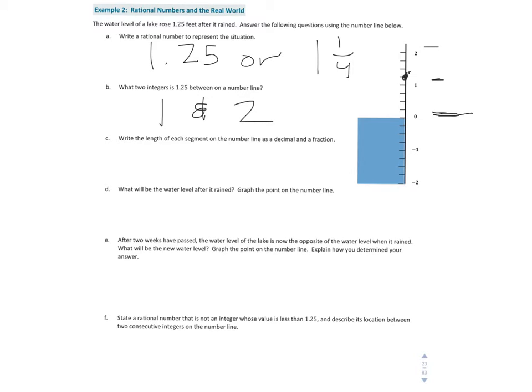Write the length of each segment on the number line as a decimal or a fraction. So they want to know what I've divided the number line up into. And I can see here that the number line has 0, 1, 2, 3, 4 jumps to get to 1. If it's broken up so that there are 4 pieces in between each integer, the length of each segment is either going to be 1/4 or 0.25.